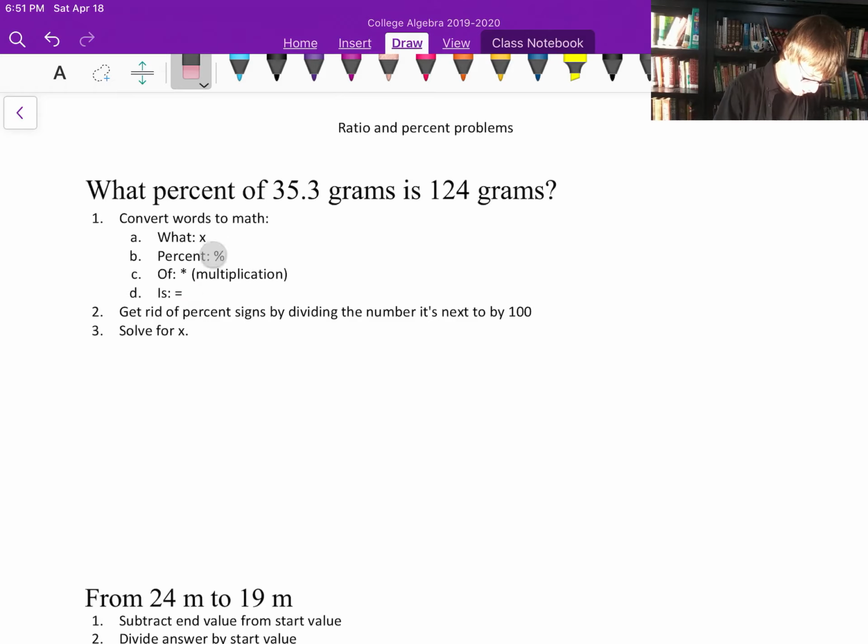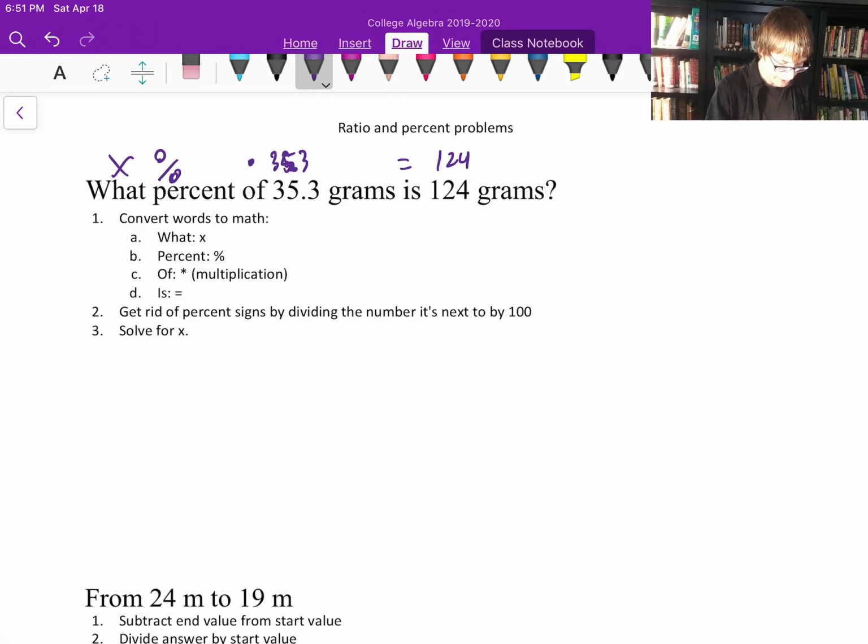Okay, so what is X? So we get X percent, of is times 35.3 grams. We can just forget grams because it's all the same units anyway. Is equals 124 grams. And that's our problem. So we get X percent times 35.3 equals 124. And that's the problem.